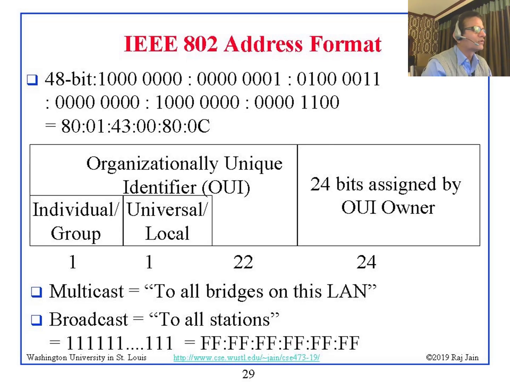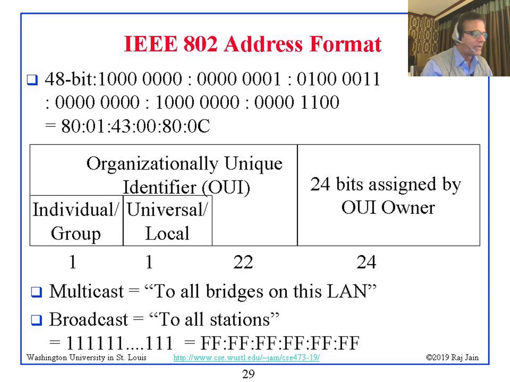So 1000 is 8 and the next zeros, so 80 colon. This is called hex colon notation, because all the numbers are in hex and therefore we don't use the dot, we use colon. If there is a dot, that means decimal. So this is hex colon notation, and of course the digits could be from 0 through F. F is basically 15.